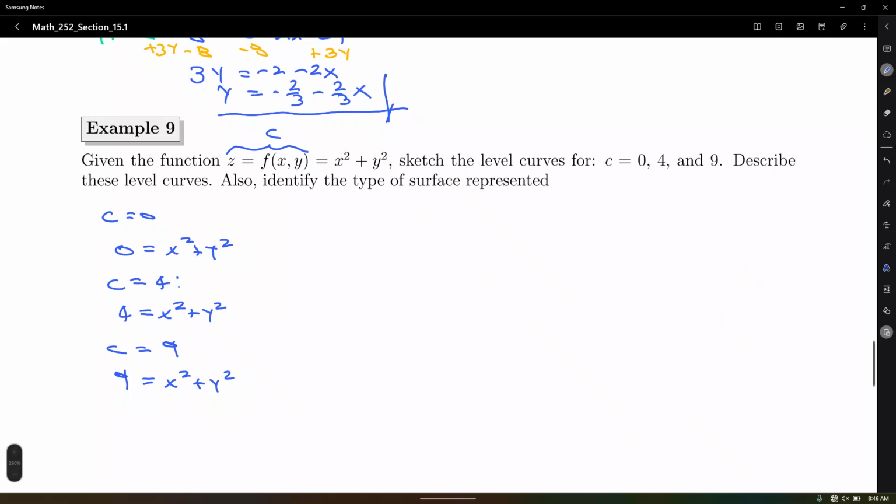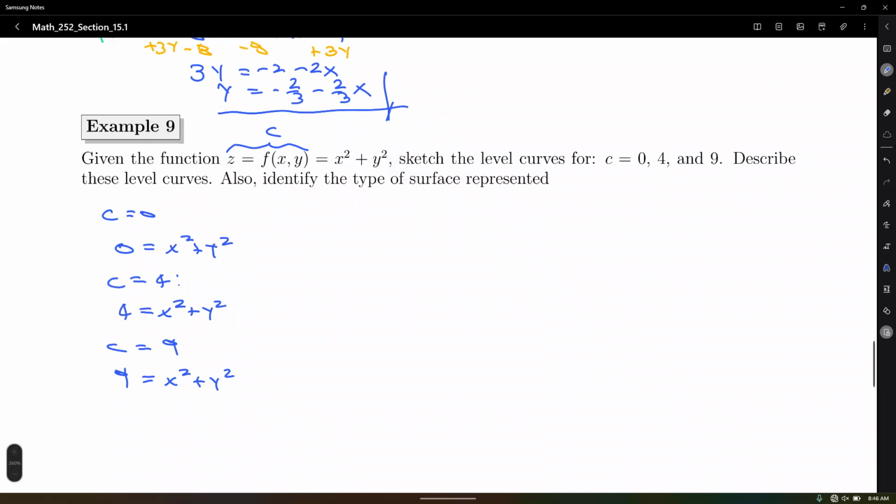So that's just a point where the inputs x, y are both zeros, and the output c, which is the z variable, is 0. So that's just going to be the origin in space. All right. For c equals 4, x squared plus y squared equals 4. That's a circle of radius 2.